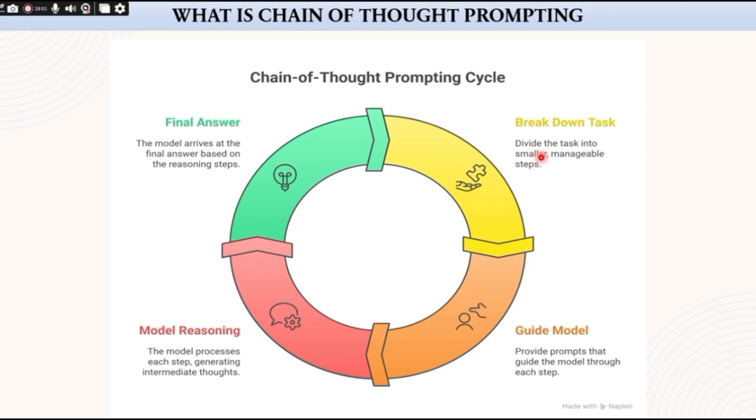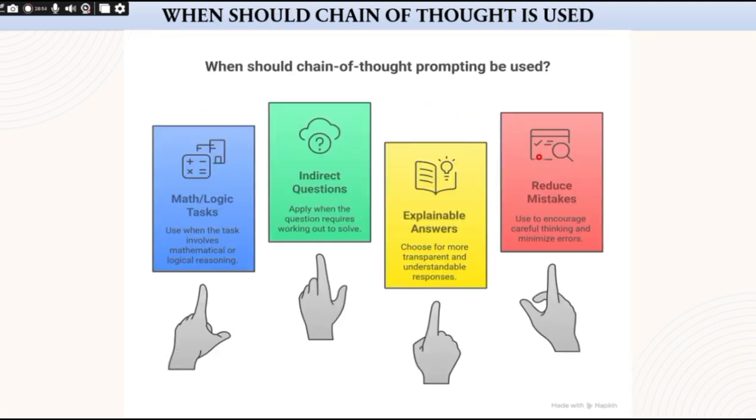So, when and where do we use chain of thought prompting? Chain of thought prompting is most useful when the task involves math, logic, multi step thinking, or reasoning based problems. It is also used when the question is not direct or needs working out to solve. Also, when you want more explainable answers, you can use chain of thought prompting. And when you want the model to reduce silly mistakes by thinking carefully, you can use chain of thought prompting.